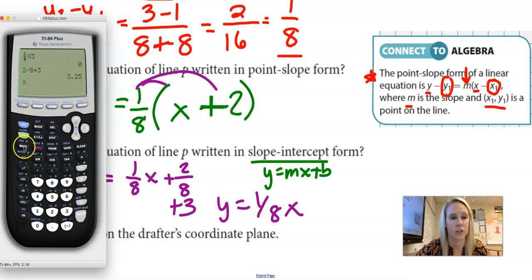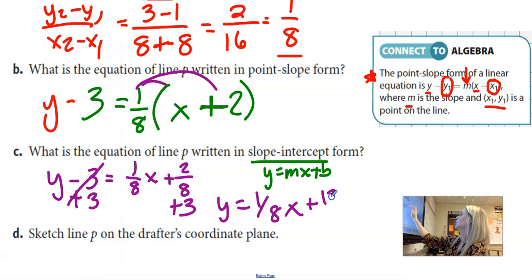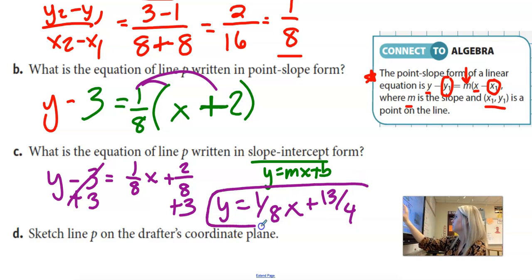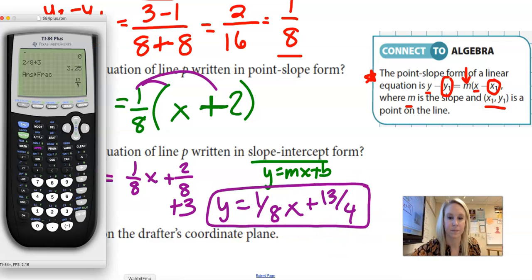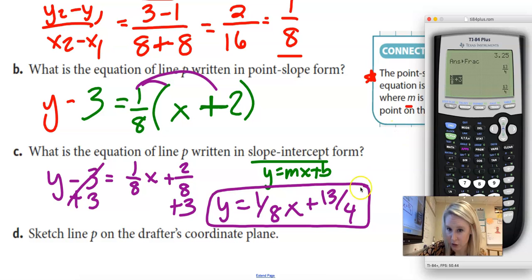So to get that into a fraction, you're going to hit math, enter, enter. If you did it the shortcut way, it would probably give it to you as 13 over 4. That's our answer. Okay, let me double check to make sure. Alpha y equals, enter, 2/8 plus 3. Yeah, so if you do the fraction way, it will give it to you as a fraction. If it gives it to you as a decimal, you can hit math, enter, enter. Okay, so that is the equation of our line that would be parallel to it.